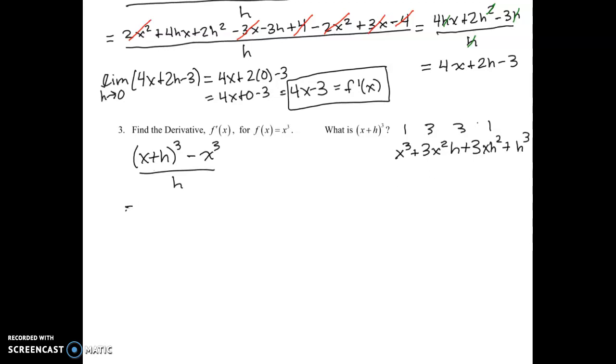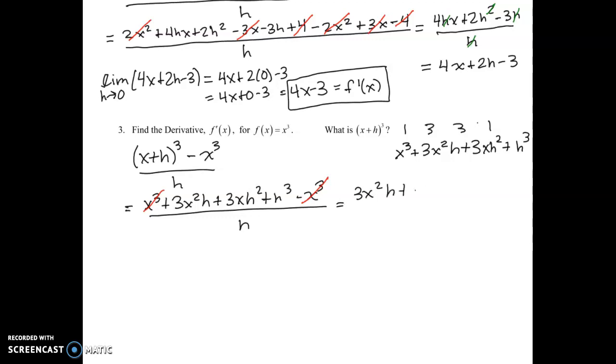So let's put that in here. So we get x cubed plus 3x squared h plus 3xh squared plus h cubed minus x cubed all over h. Right, so cancel our like terms. Our only like terms here are the x cubes. So that leaves us with 3x squared h plus 3xh squared plus h cubed all over h, right? We have an h in each term above, so we can cancel that out.